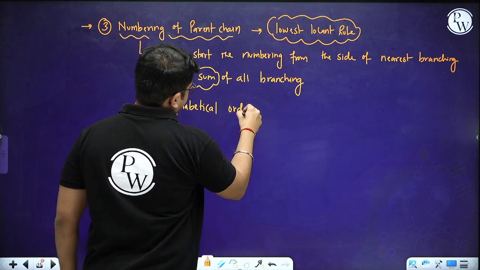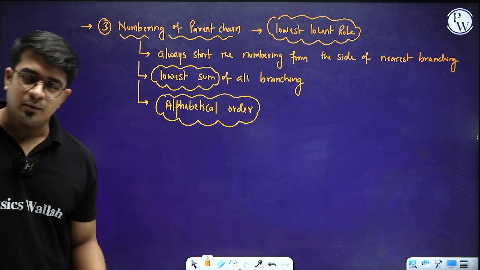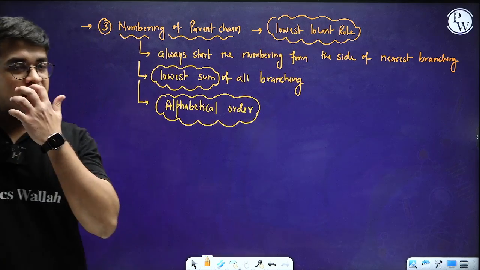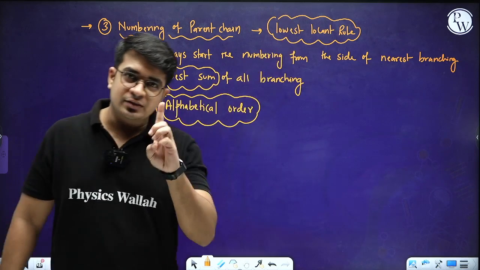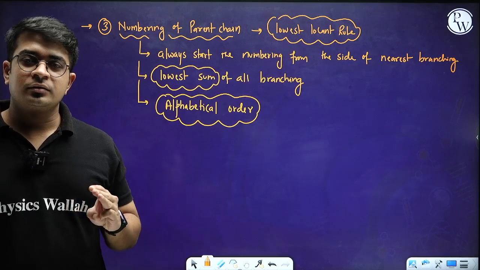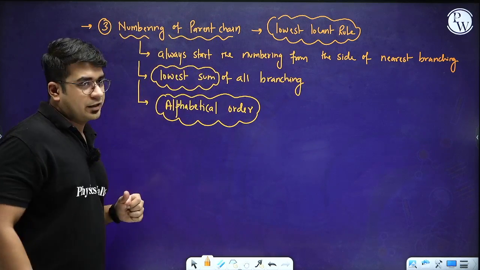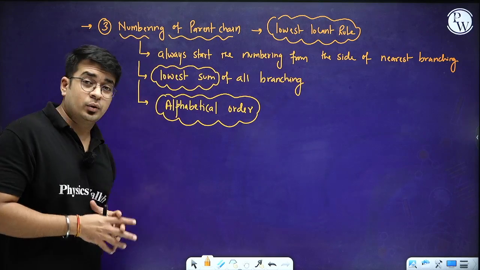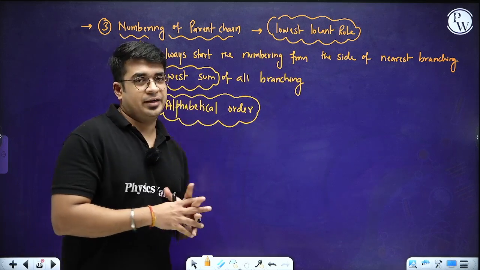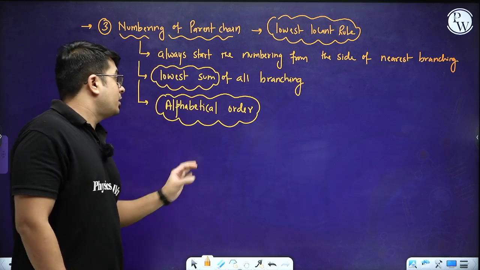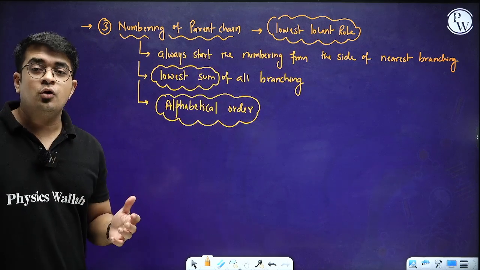I know it's a lot to digest. These rules are a lot to digest, but with the help of examples, you will get to know what I'm trying to say in this entire case. Okay. So three things you have to remember: lowest locant rule. If only one side substituent is present, you can start the numbering from that side which has the lowest number. Or if you have multiple branching, then you can use the lowest sum of all the numbers. And if the entire part is the same, then you can use the alphabetical order. Okay. This is the entire part.